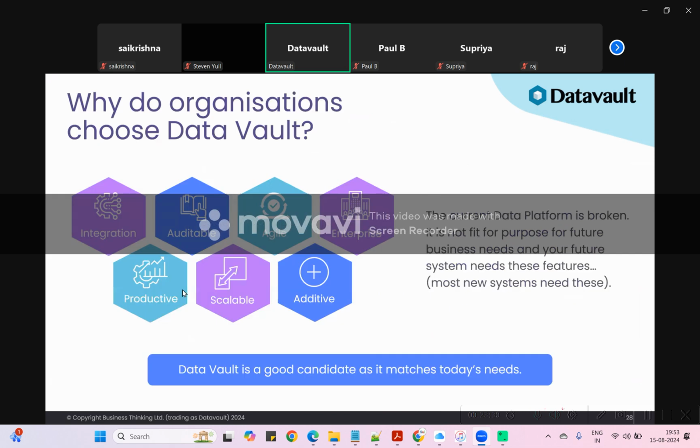And if you're looking for Datavault, why do organizations choose Datavault? Well, usually building a warehouse is an expensive undertaking. So normally your current data platform has to be broken. So it's not fit for purpose, won't meet future business needs, and whatever you need in the future needs these sorts of features. So integration, auditability, agility, enterprise, and so on. Datavault has good support for all of those sorts of features, which makes it a good candidate as a method to choose to build your new platform with.